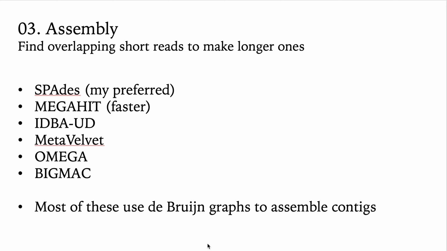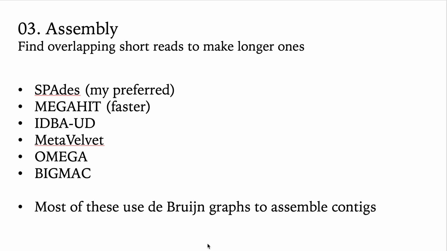Here are some of the most common assembly programs. My favorite is called SPAdes, but many people prefer MEGAHIT, which is much faster. IDBA-UD is another common assembler. And the other three listed here, I'm not very familiar with, so I'm not going to talk about them. There are plenty of other options for assembling microbial metagenomes, but most of them will use what are called de Bruijn graphs to assemble contigs. So if you see that term, it generally refers to metagenome assembly.